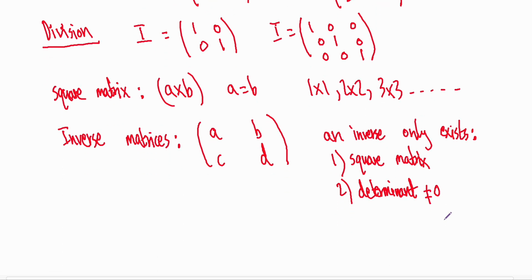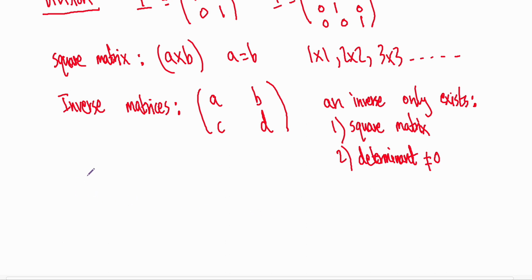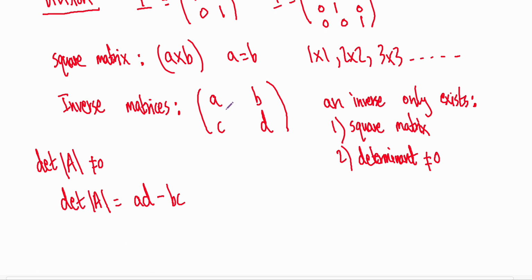So what is the determinant of a matrix? It's actually very simple. It's not that difficult. And you will see why it can't be equal to 0. So I'm going to write det, and I'm going to write the matrix as A. So the determinant of A is not equal to 0. What is the determinant of A equal to? The determinant of A is equal to A times D minus B times C. So you do AD minus BC. You do this diagonal minus this diagonal multiplied together.